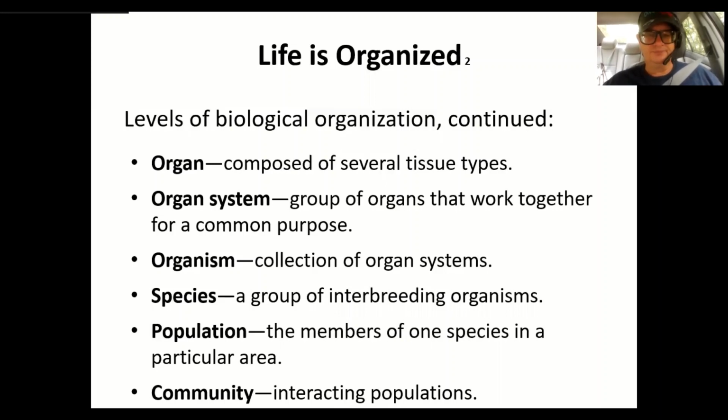Anyway, an organ system is a group of organs that work together. A good example of that would be your digestive system, where you don't just have a stomach and an intestine, but you have the stomach and the intestine and, say, the teeth that help chew the food up, the esophagus that carries the food to the intestines, the liver that makes the bile that helps break down the fat, emulsify the fat.